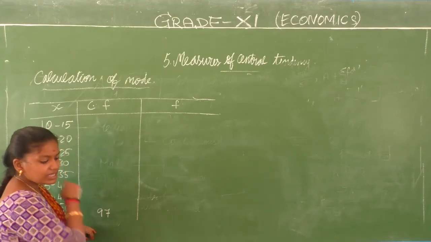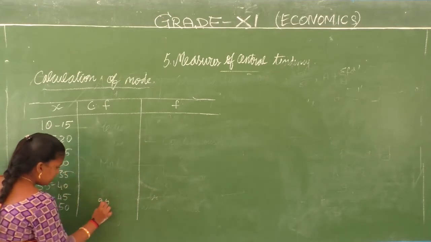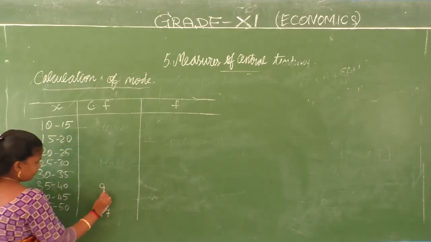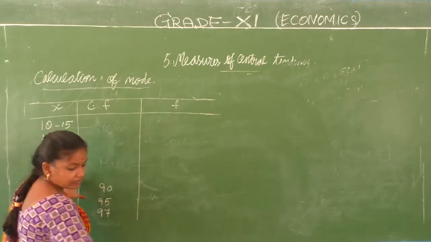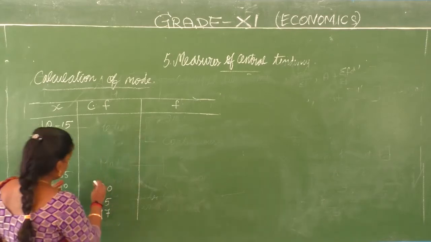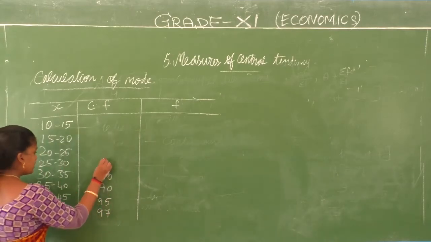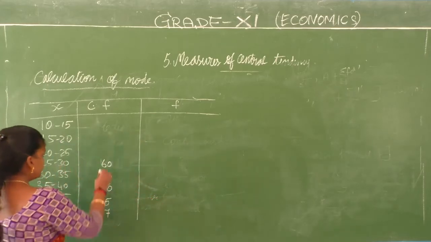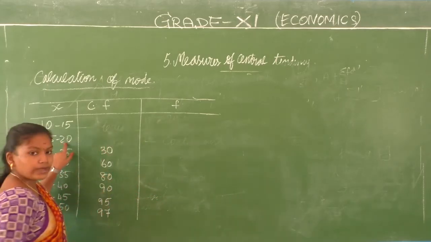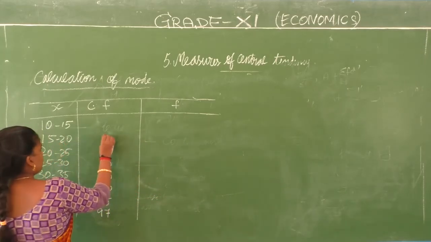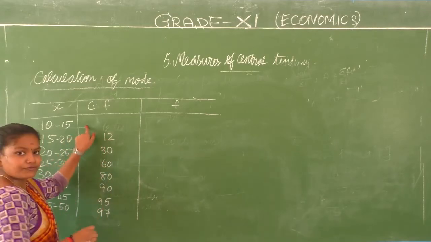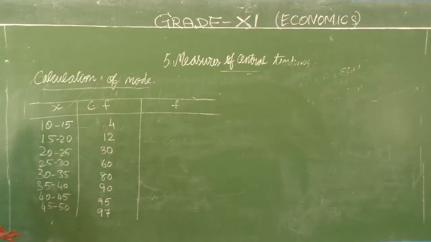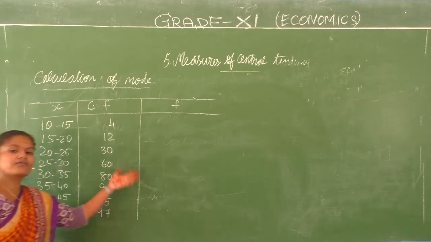Less than 50 is 97. Next you have less than 45, 95. Less than 40, 90. Less than 35 is what? 80. Less than 30, 60. Less than 25, 30. Less than 20, 12. Less than 15, 4. What are we going to do just now? We're just going to deduct from the reverse order.